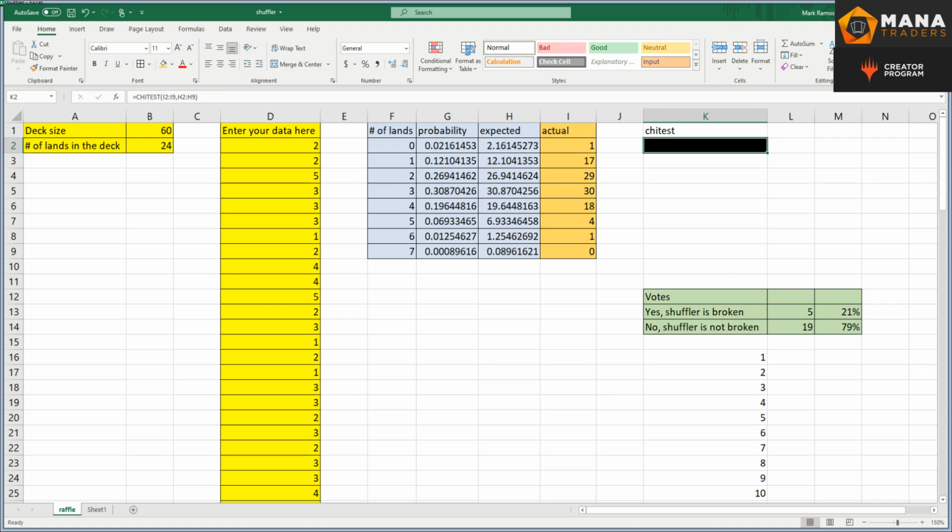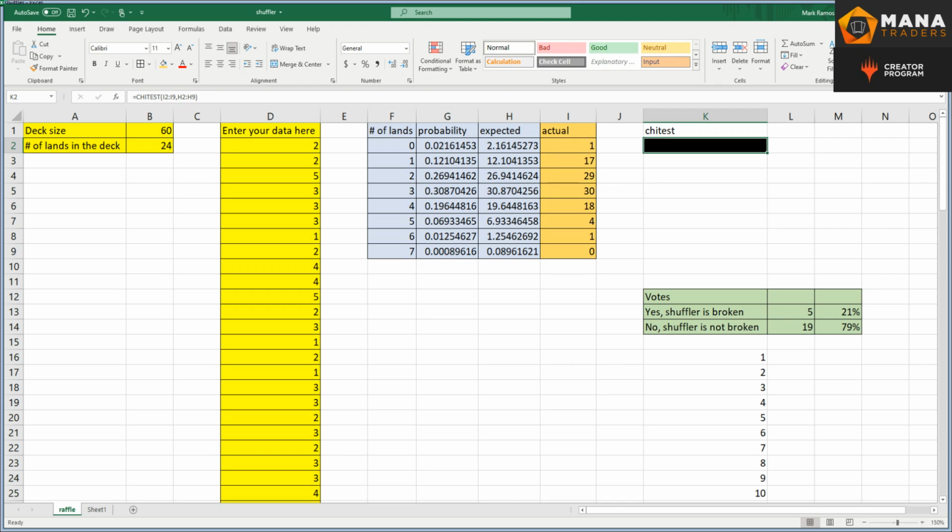And as we talked about in the article, what you will see here is a p-value. If the p-value is less than 0.05, then we have reason to believe that there's something wrong with the shuffler in terms of the number of lands in your opening hand for this particular configuration of your deck. And we know that the p-value can go from 0 to 1.